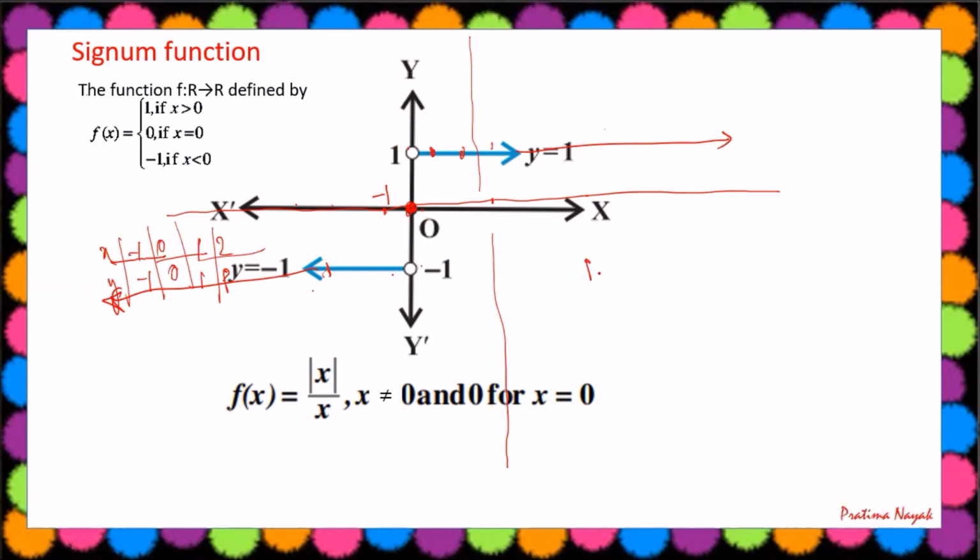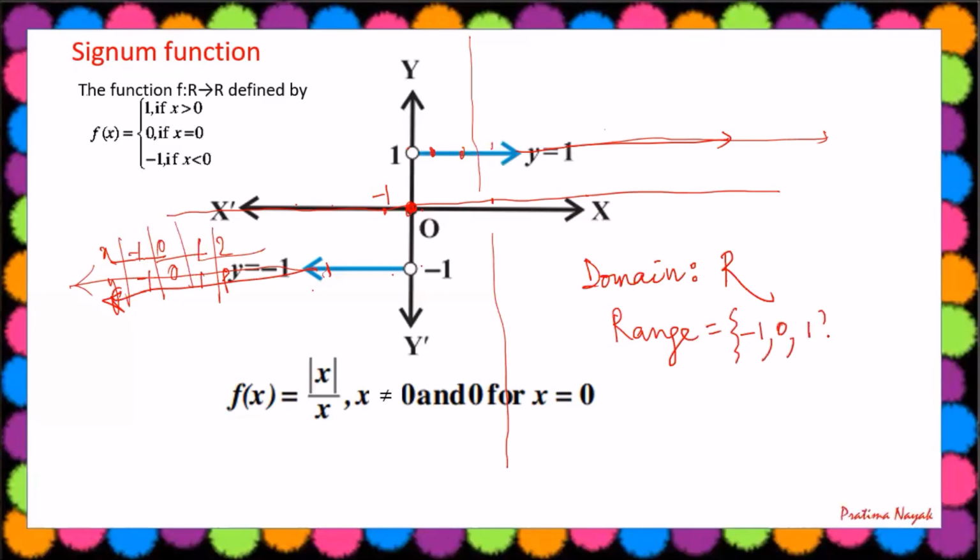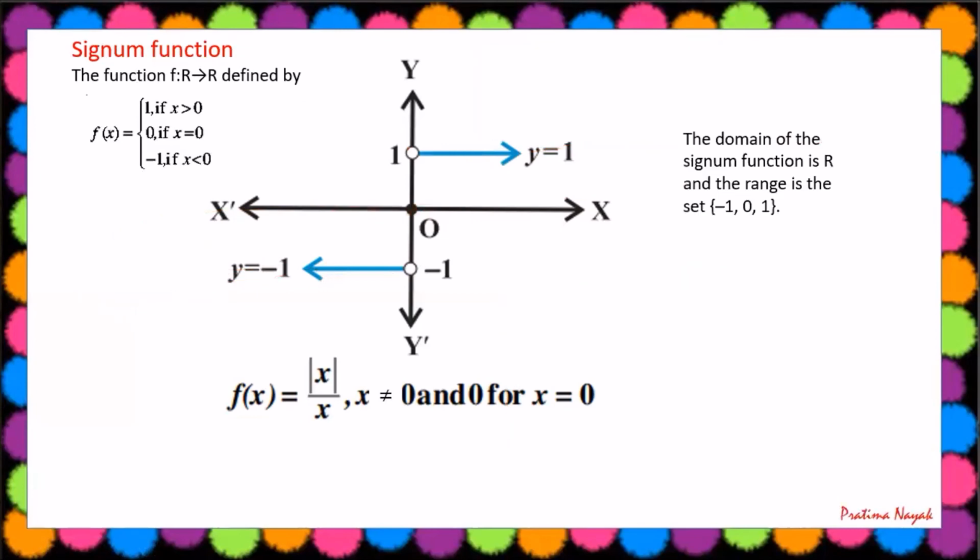So the domain of the signum function is equal to R. I can take any value, and it extends horizontally from left to right. But when we talk about the range, there are only 3 values: -1, 0 and 1. So I'm writing them within curly brackets because only 3 values are there. The domain of the signum function is R and the range is {-1, 0, 1}.